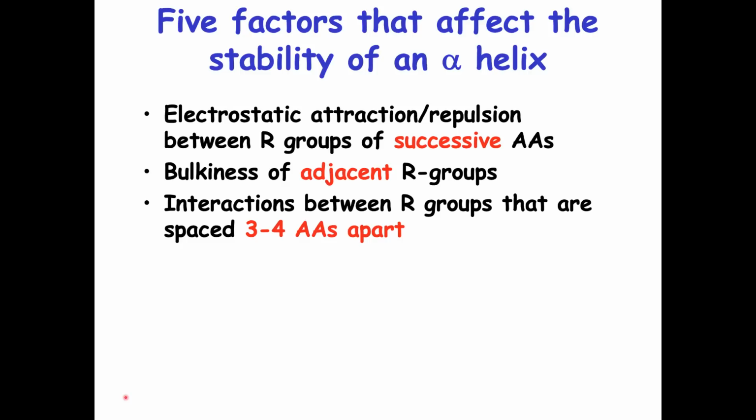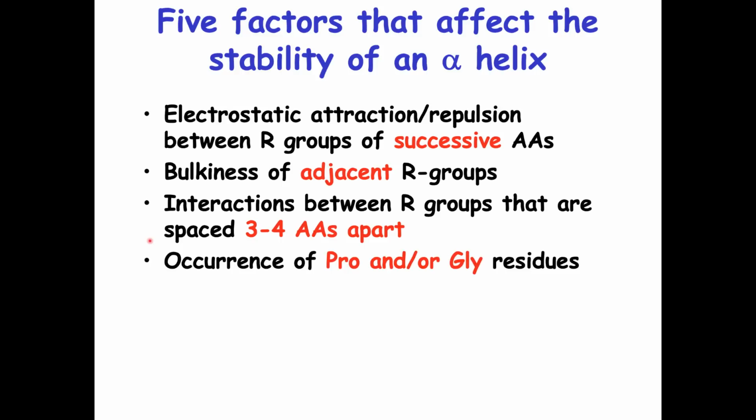Interactions between R groups that are spaced 3 to 4 amino acids apart. So there is periodicity to that helix. So R groups that are 3 and sometimes 4 amino acids apart have the ability to interact with each other. And so you might find oppositely charged amino acids at those positions, and they would tend to stabilize the structure.